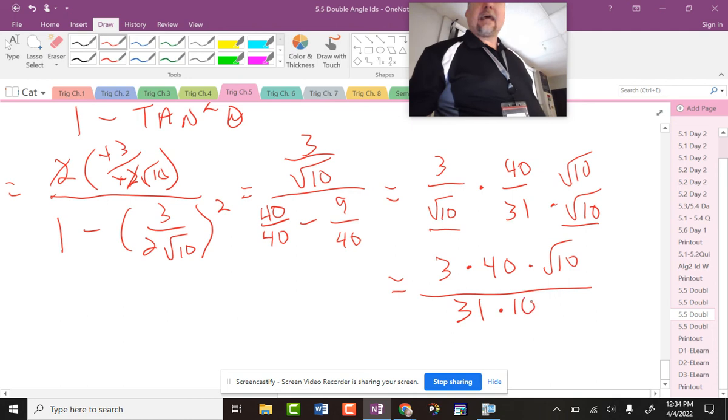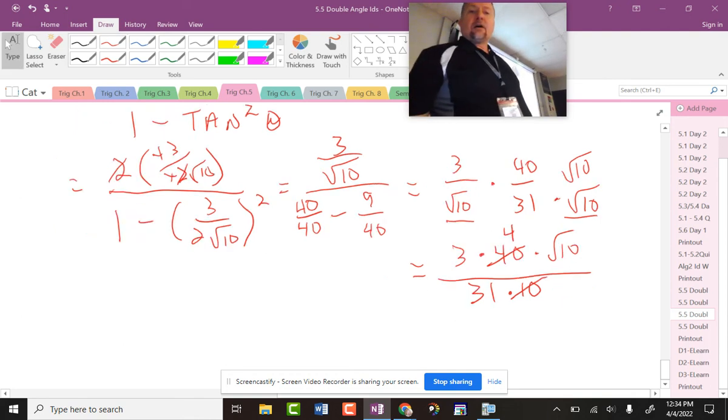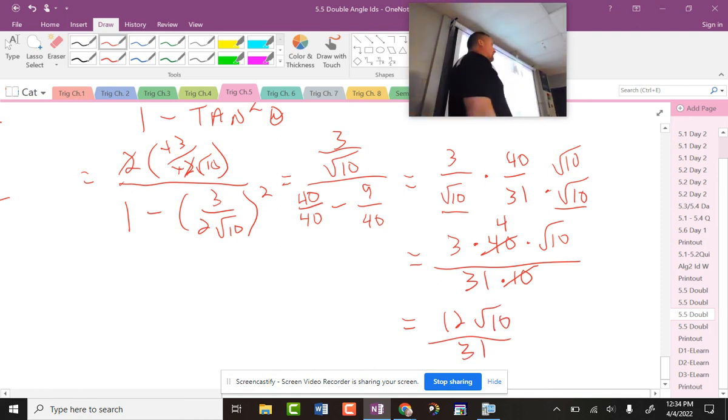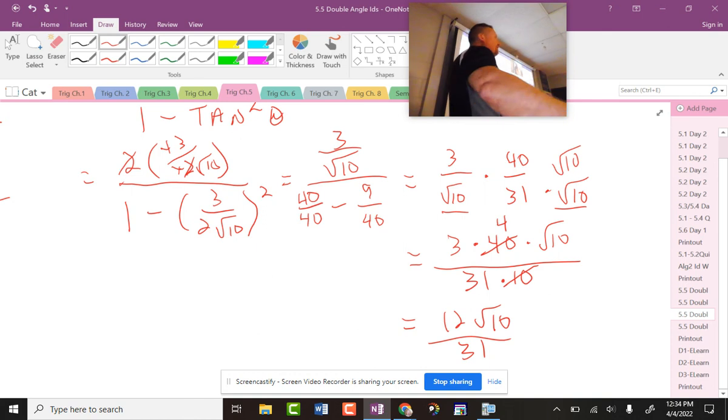31 times 10, and now I can cancel this to be just a 4 there. All right. And then what I end up with is 12. What a monster. Root 10 over 31. Ouch. All right. So, yeah, 2 more points. If I see an attempt to do a little bit in the denominator, get another couple things correct, but miss the final answer, you get 3 out of 4.